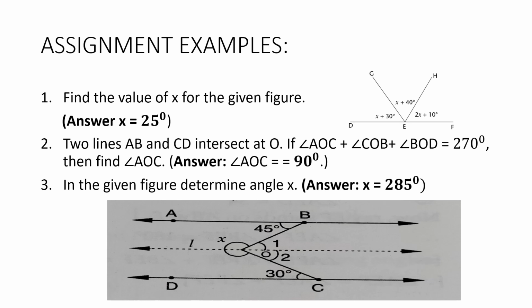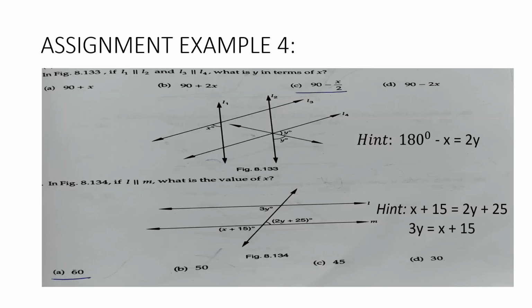Third one, in the given figure, determine the angle X. Over here, it is very clear that 3 lines are given to you, and since they are parallel, you can find the measure of angle X and it should be equal to 285 degree. Assignment example 4. In the given figure, L1 and L2 are parallel to each other and L3 and L4 are parallel to each other. You have to find y in terms of x. And the correct answer from the option is 90 degree minus x by 2.